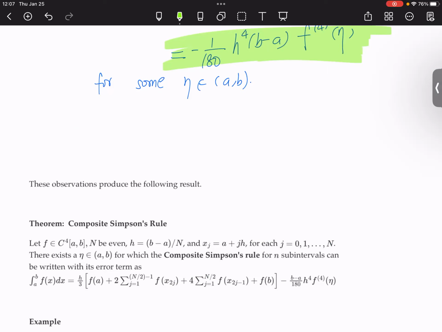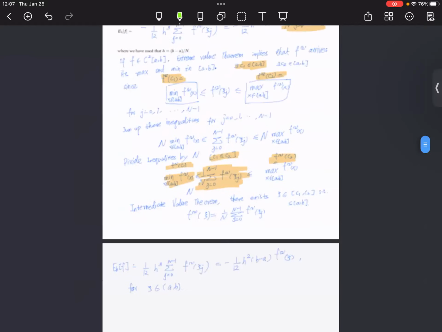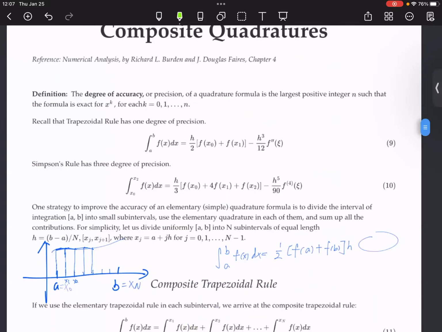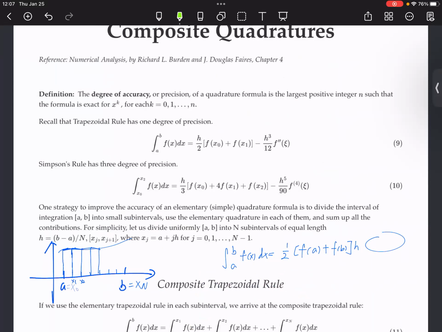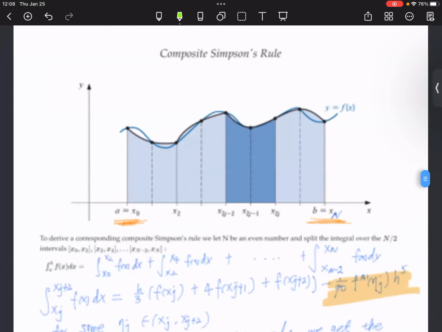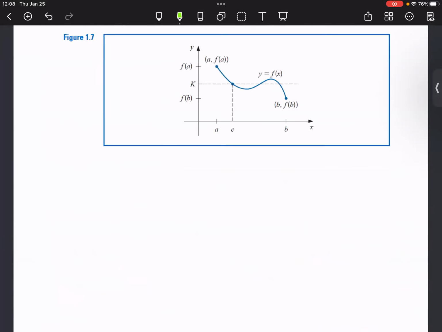From this error term, you will see this scheme has 3-degree precision. Compared to what we have at the very beginning in this class, the elementary version, we still have 3-degree precision. It seems that we did not change anything, but if we do some experiment with it, you will see the change here. So here, there's one example.